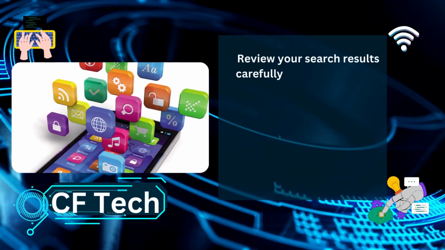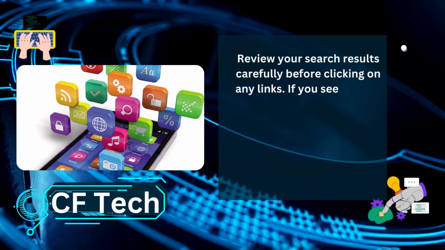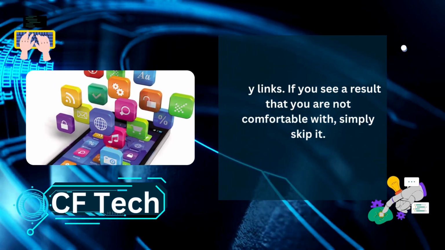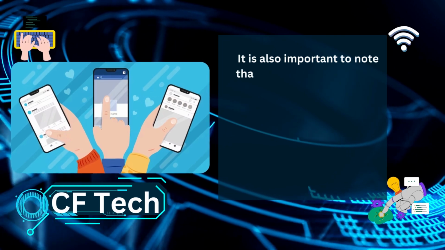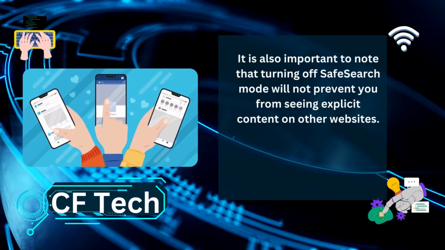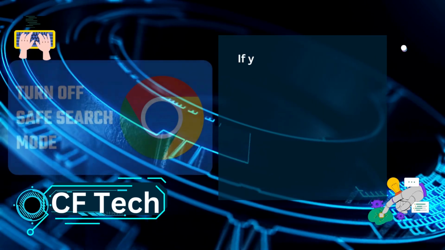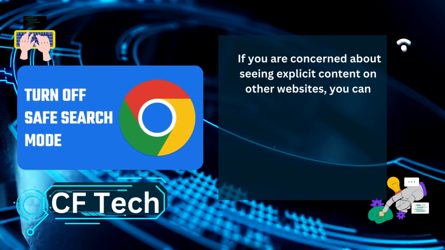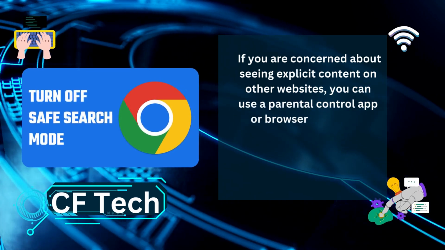Review your search results carefully before clicking on any links. If you see a result that you are not comfortable with, simply skip it. It is also important to note that turning off Safe Search mode will not prevent you from seeing explicit content on other websites. If you are concerned about seeing explicit content on other websites, you can use a parental control app or browser extension.